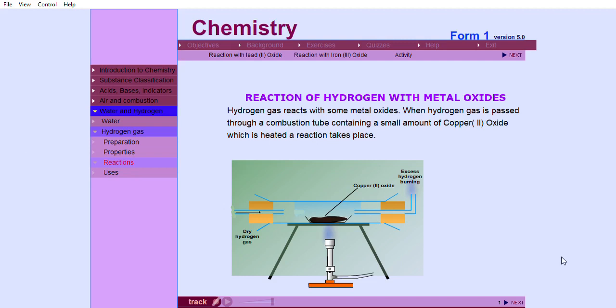Hydrogen reacts with some metal oxides. When hydrogen gas is passed through a combustion tube containing a small amount of copper(II) oxide, which is heated, a reaction takes place. Anhydrous copper(II) oxide is also placed in the combustion tube.